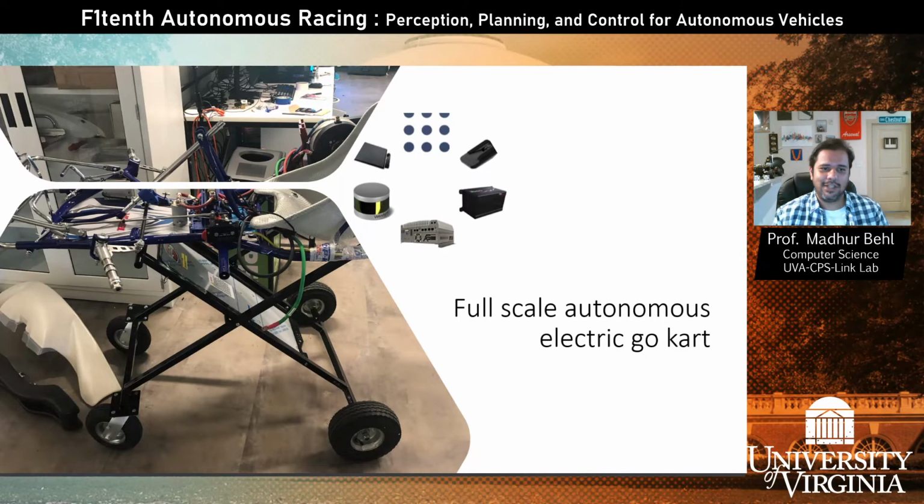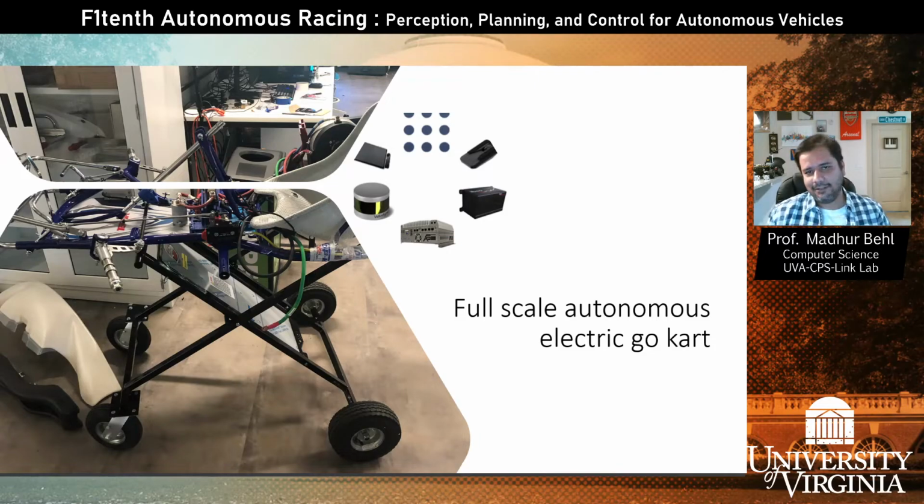It's one of the things that Cavalier Autonomous Racing will do. We'll go from 1/10 scale to full-scale autonomous go-karts, right? So it doesn't get any better than that. And so now our sensors also become more real-world rather than these 2D LiDARs. We'll use actual LiDARs and radars and GPS.